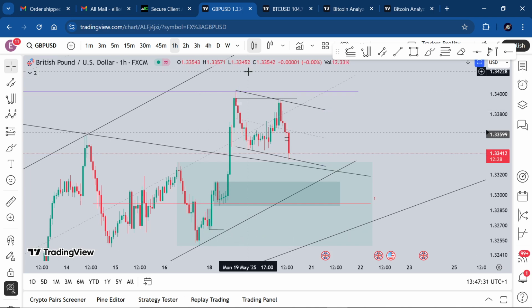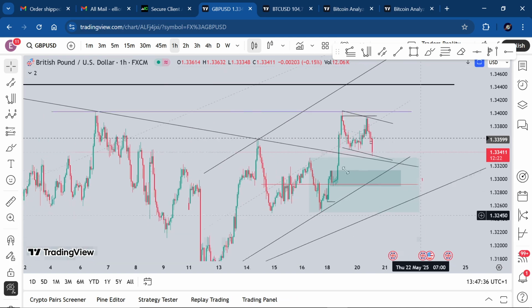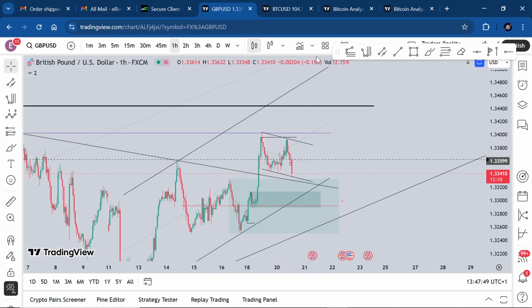So potentially this is a 1. If not, then it's a zigzag. Okay, zigzag or not, I'm expecting higher. If it is a zigzag, then we've got 1, 2, 3, 4 inside the price territory of 1, and I'd be looking for a 5 to the upside.